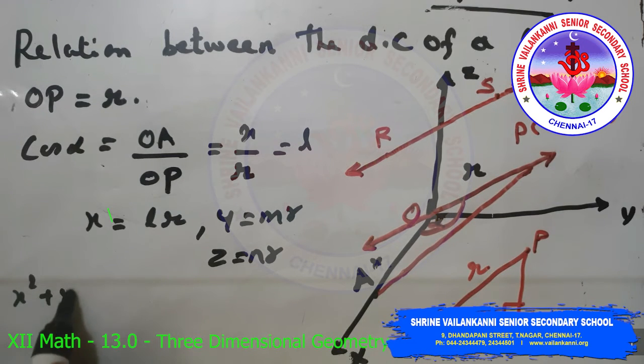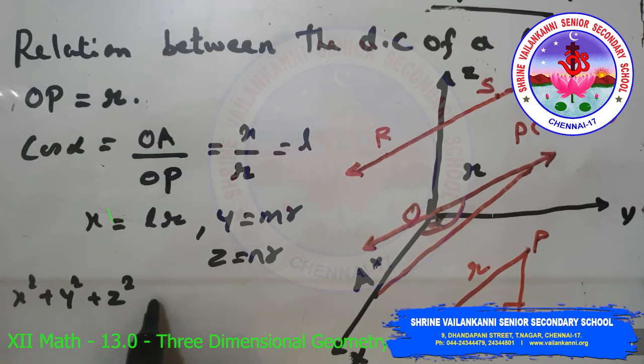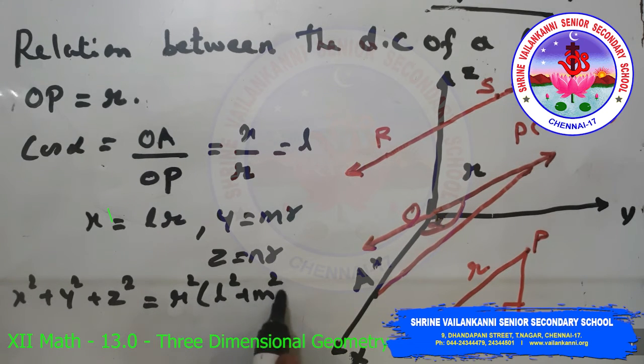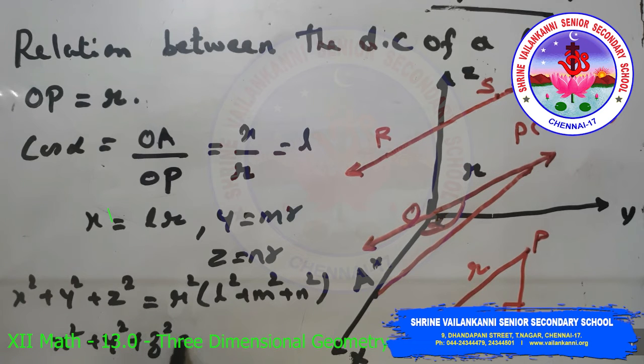So x square plus y square plus z square equals l square r square plus m square r square plus n square r square, which is r square times l square plus m square plus n square. But x square plus y square plus z square equals r square. Hence, l square plus m square plus n square equals 1.